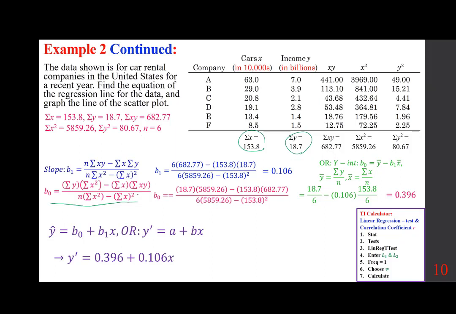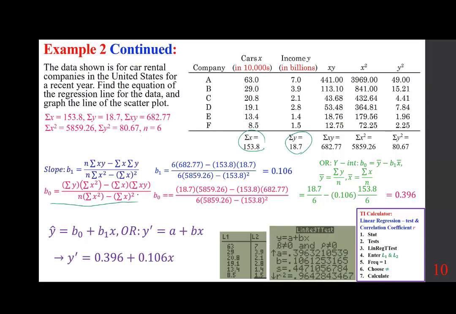Now, using a calculator, we put the information in L1 and L2. We do the regression here, and we have the values for A and B. Okay, so notice the value for A, and notice the value for B. And that's what we did with a hand calculation. You could do it either way.